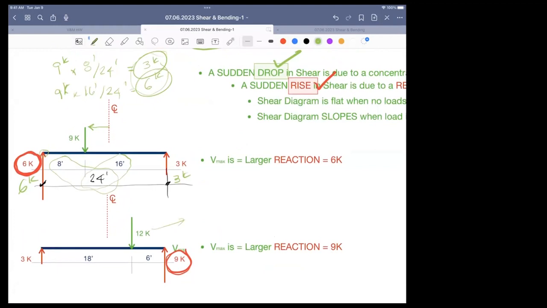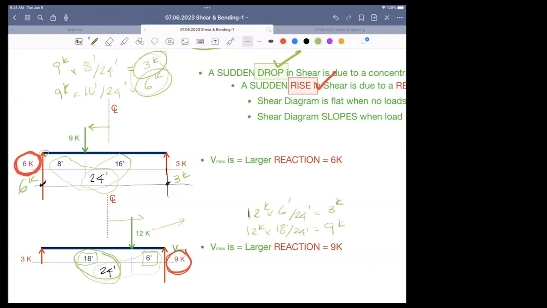I have 12 kips coming in at 6, 18 in a 24-foot span. So my reactions will be 12 kips times 6 over 24. That's one of the reactions. The other reaction is 12 kips times 18 over 24. So it looks like 1/4 of 12 and 3/4 of 12.